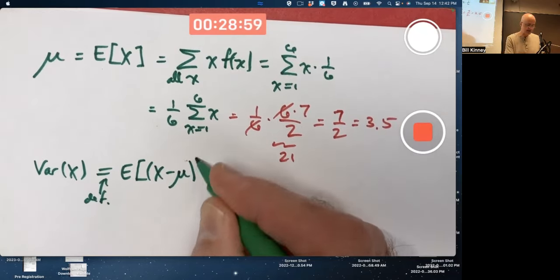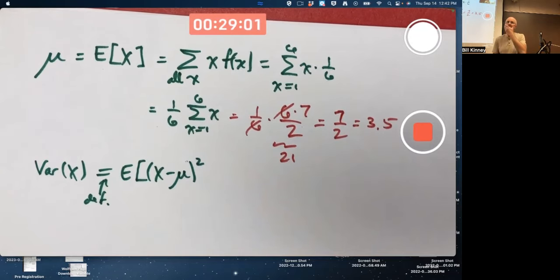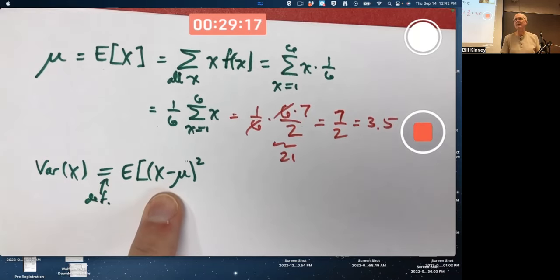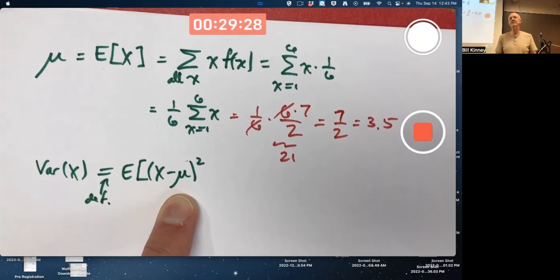X minus mu quantity squared. Now, x is a random variable. X minus its mean is another random variable. If the values that x can take on are 1, 2, 3, 4, 5, and 6, with equal probability so that the mean is 3.5, then the values that x minus mu could take on would be 1 minus 3.5, negative 2.5, 2 minus 3.5, negative 1.5, negative 0.5, positive 0.5, positive 1.5, positive 2.5. Those would be the 6 values that x minus mu could take on for this example, and they would have equal probability.